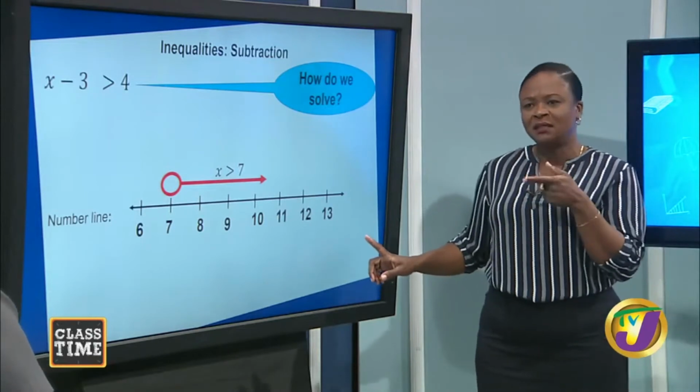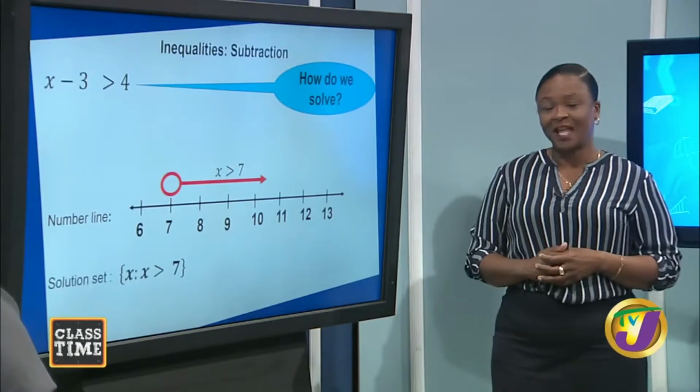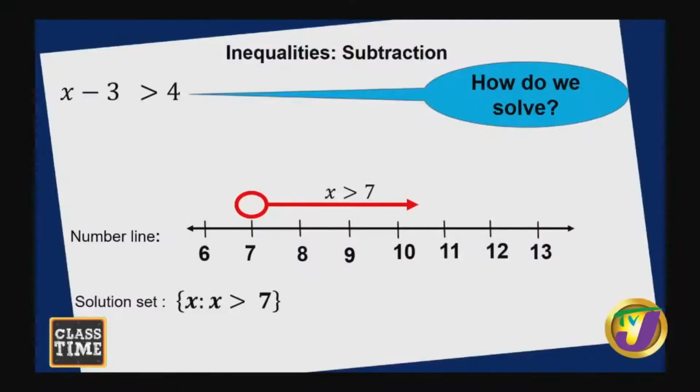So I wonder what the set builder notation would look like. Again, it is x such that x is greater than 7. So it's not much different, other than the sign that's different there. We can appreciate that.